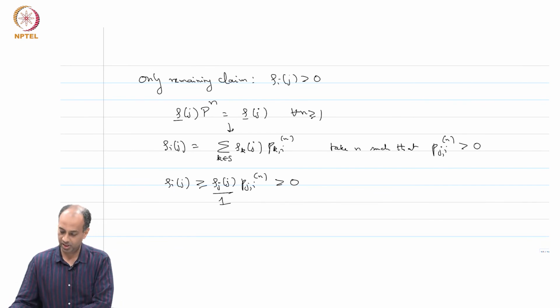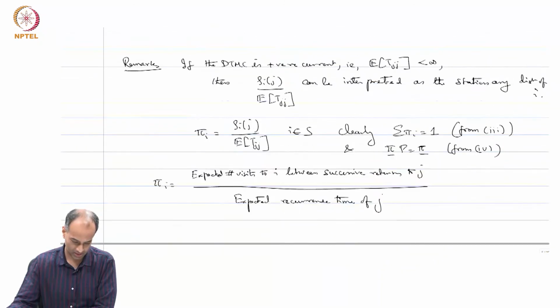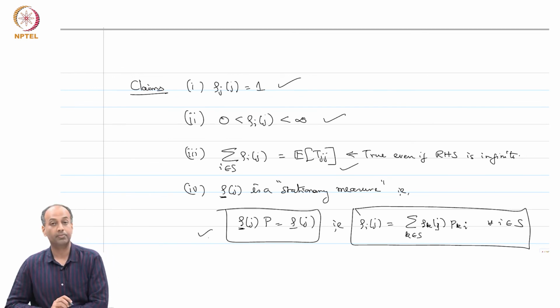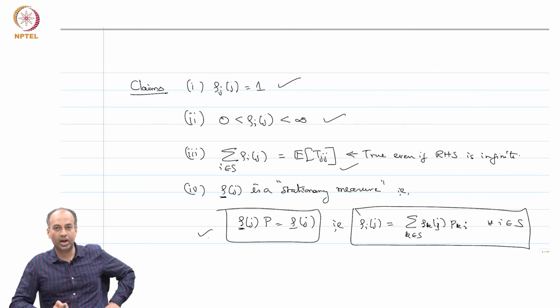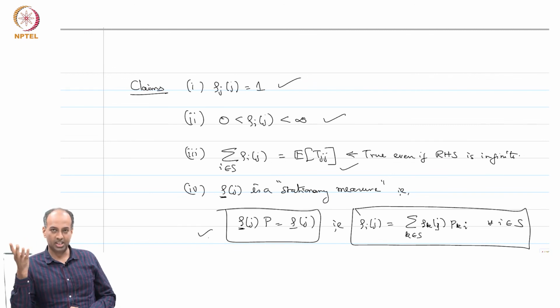So I have proved everything I wanted to prove. You go back to all these claims. This was easy, I proved it in 2 parts, and this was also easy, basically just the monotone convergence theorem, and this was my main result. So what is the summary of what I have said so far? I have constructed this ρ_i(j) as the expected number of visits to i between successive visits to j. This has some nice properties.